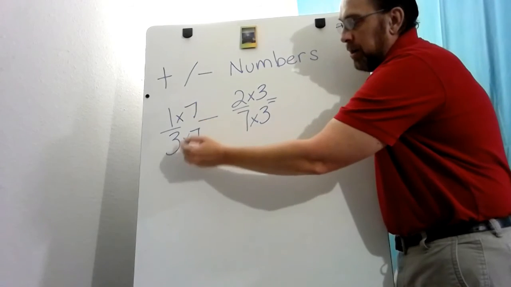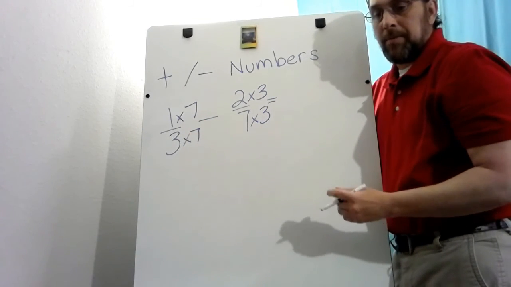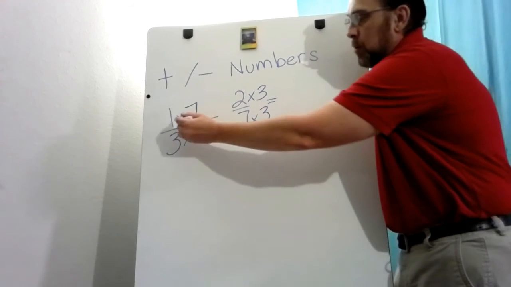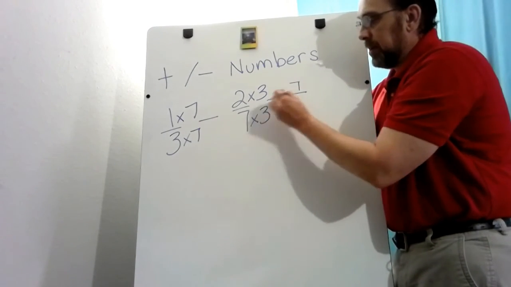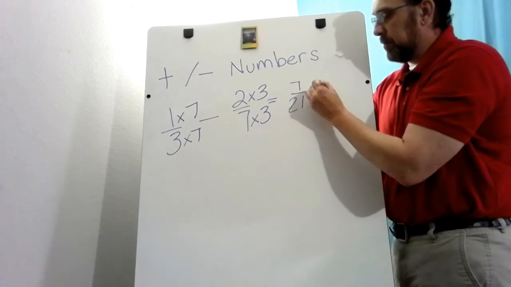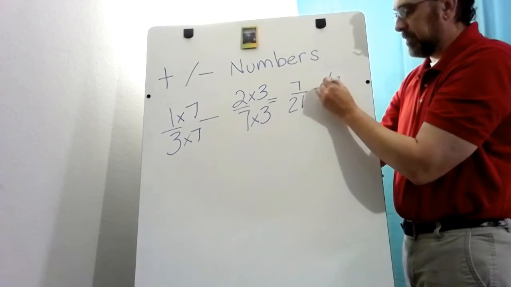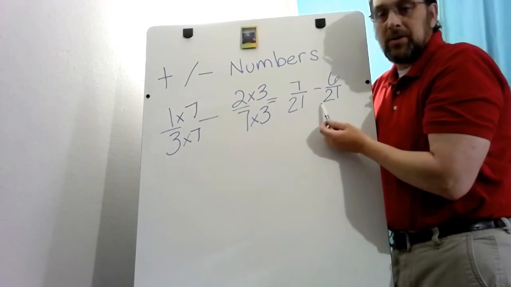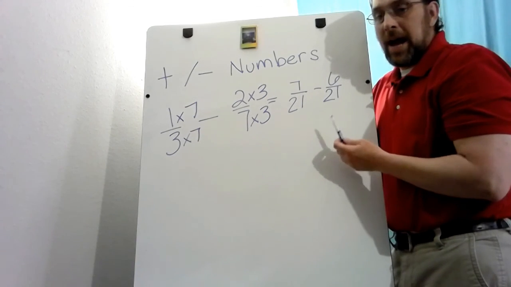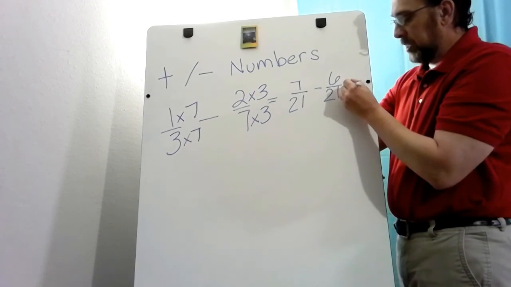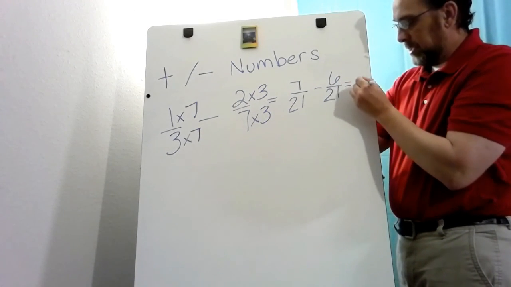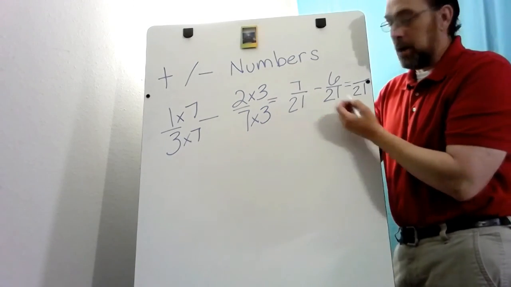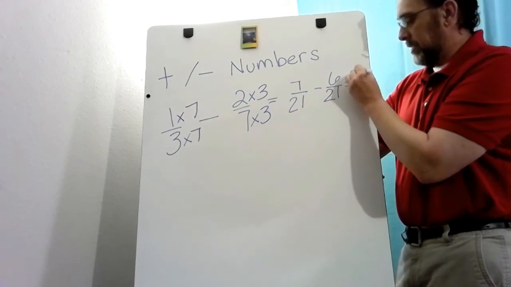Now I'm going to solve each individual problem so that I can get myself a fraction to subtract. 1 times 7 is 7. 3 times 7 is 21. 2 times 3 is 6. 7 times 3 is 21. When the denominators are the same, I will either add or subtract straight across, leaving the denominator the same. So my denominator will stay 21. 7 minus 6 is 1.